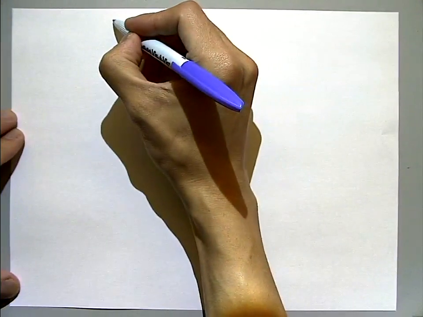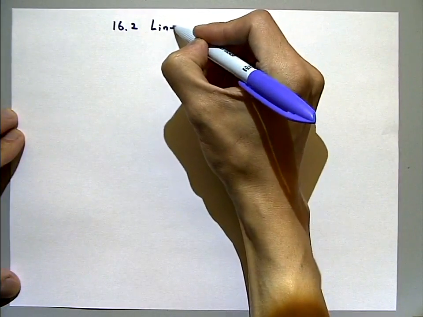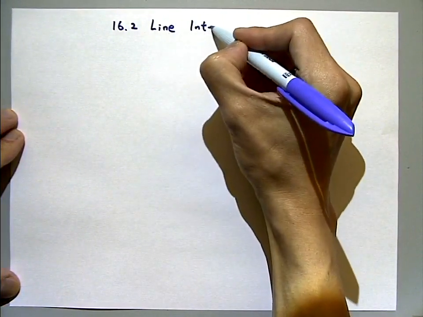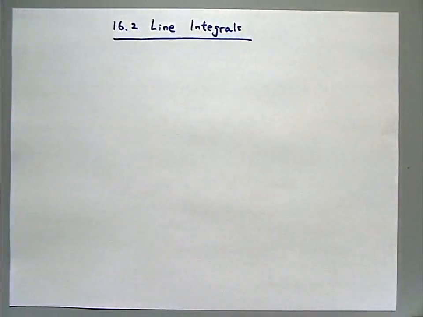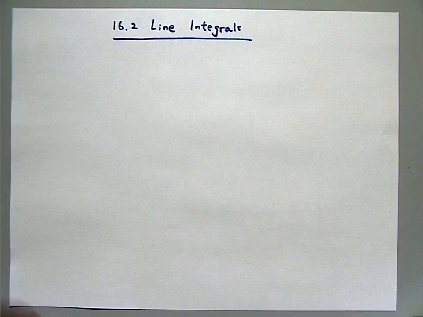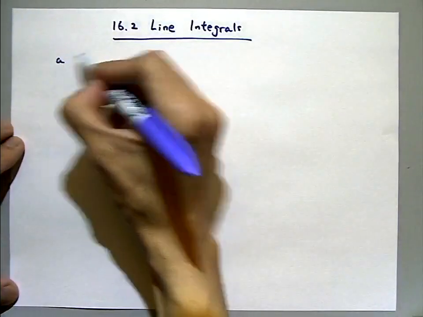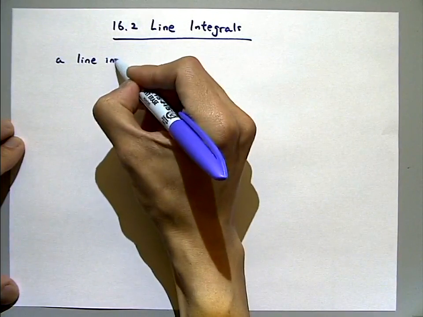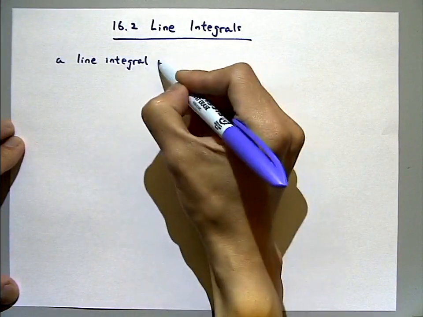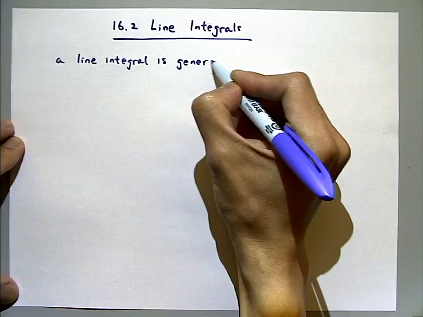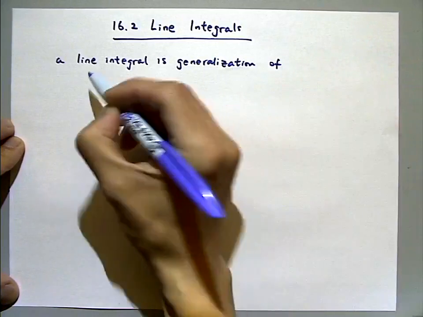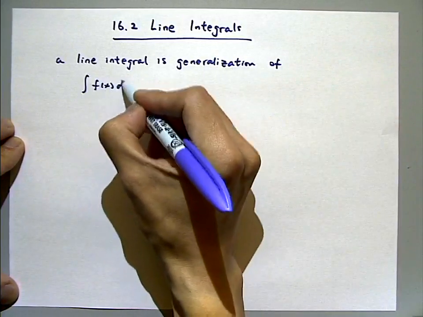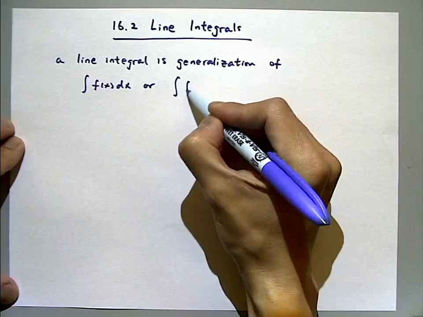Okay, today we're going to look at section 2, chapter 16. We'll look at these things called line integrals. What a line integral is, is a generalization of an integral with respect to x or an integral with respect to y.